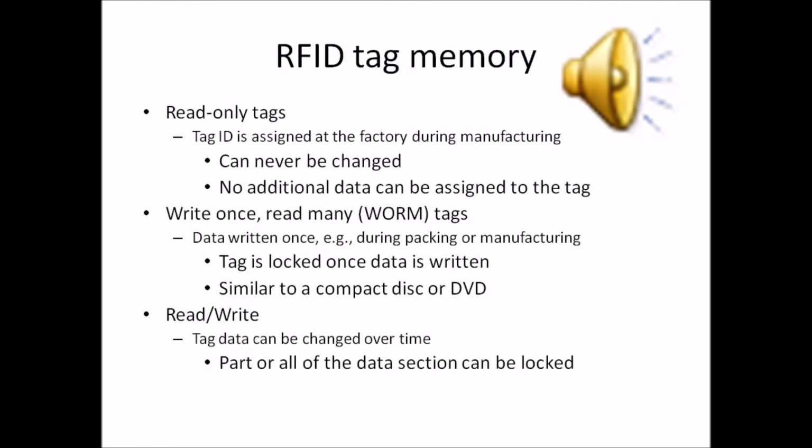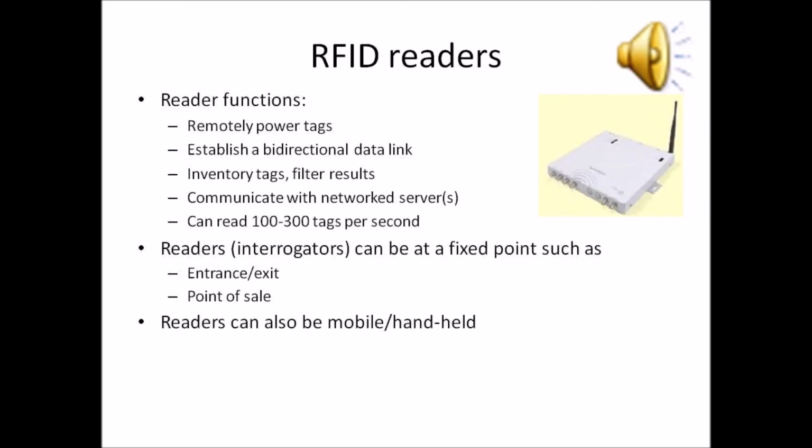So it is data written once, but not required to be at manufacturing, but it could also be at a packing unit. And once it is written and locked, you cannot modify it anymore. That's the second variety. And the third variety is where you can keep on reading or writing as many times as you want. This slide explains about the RFID reader.